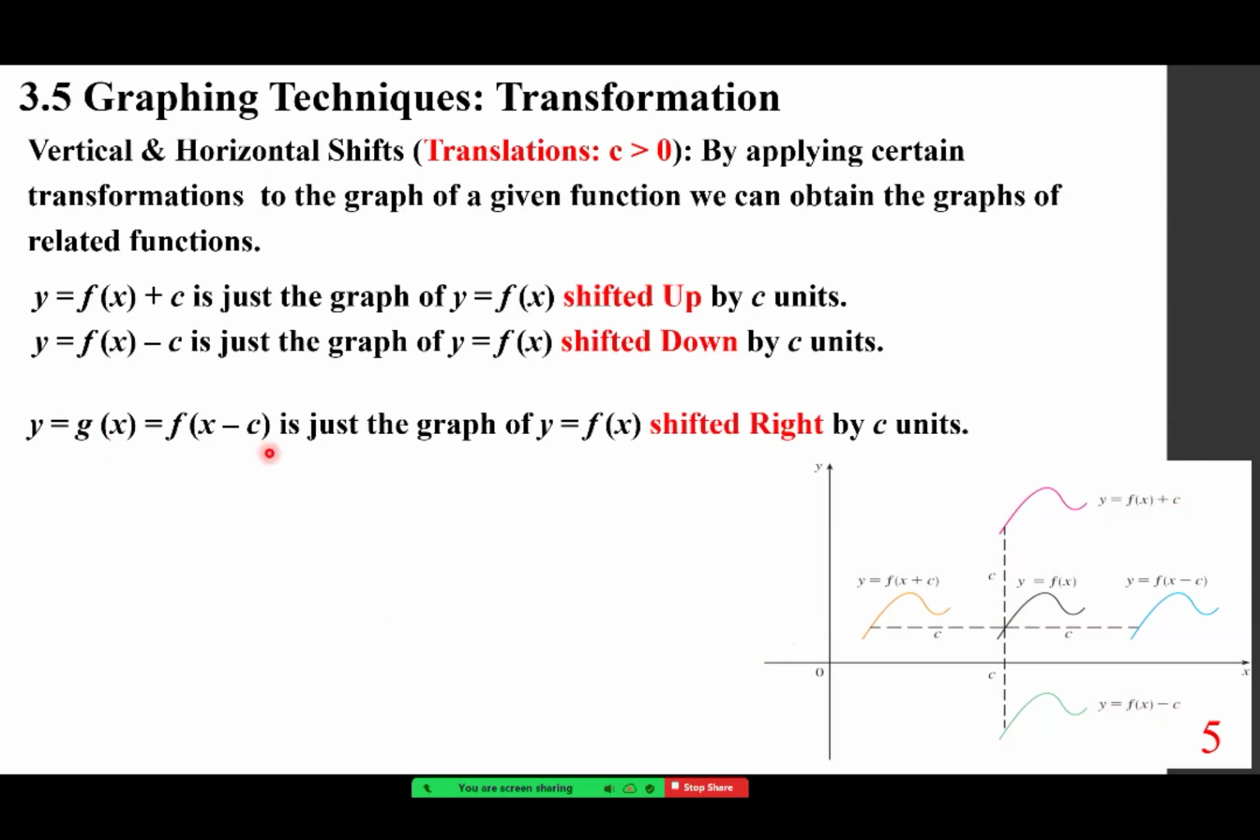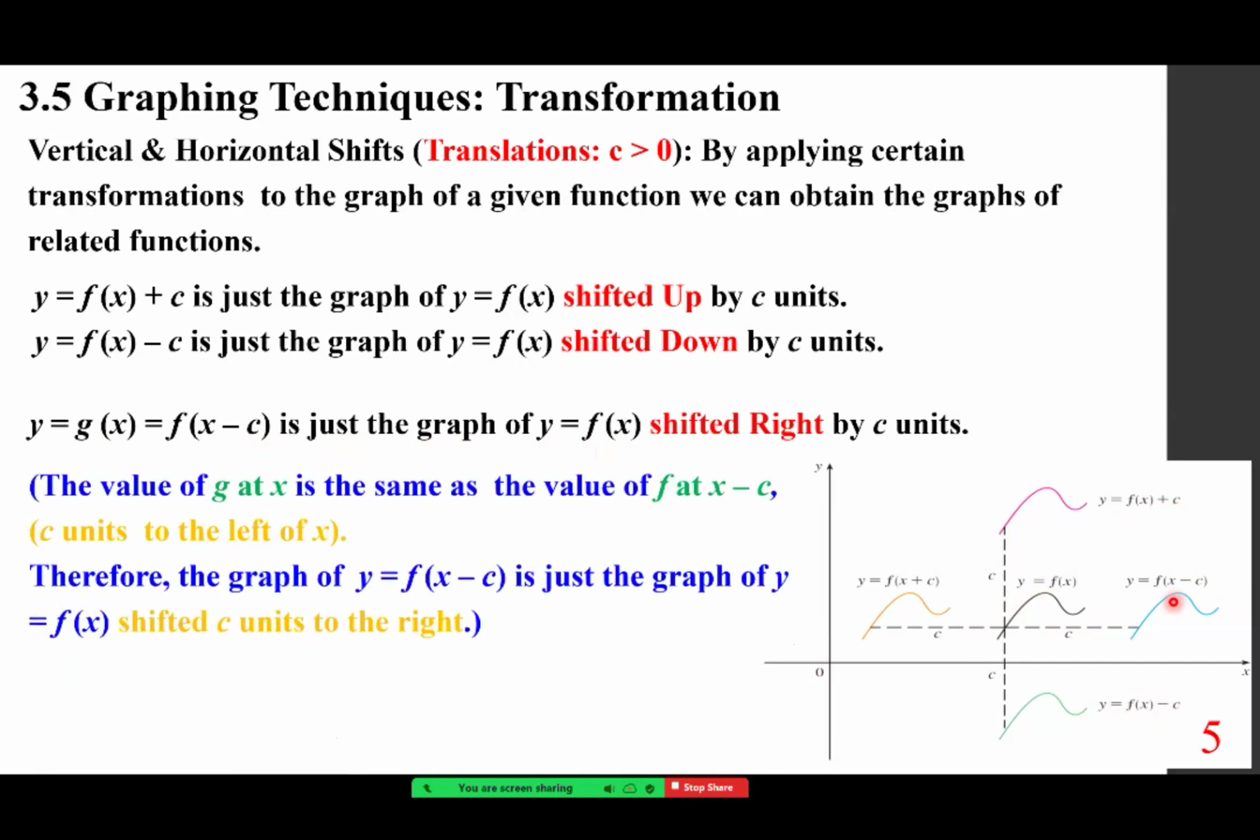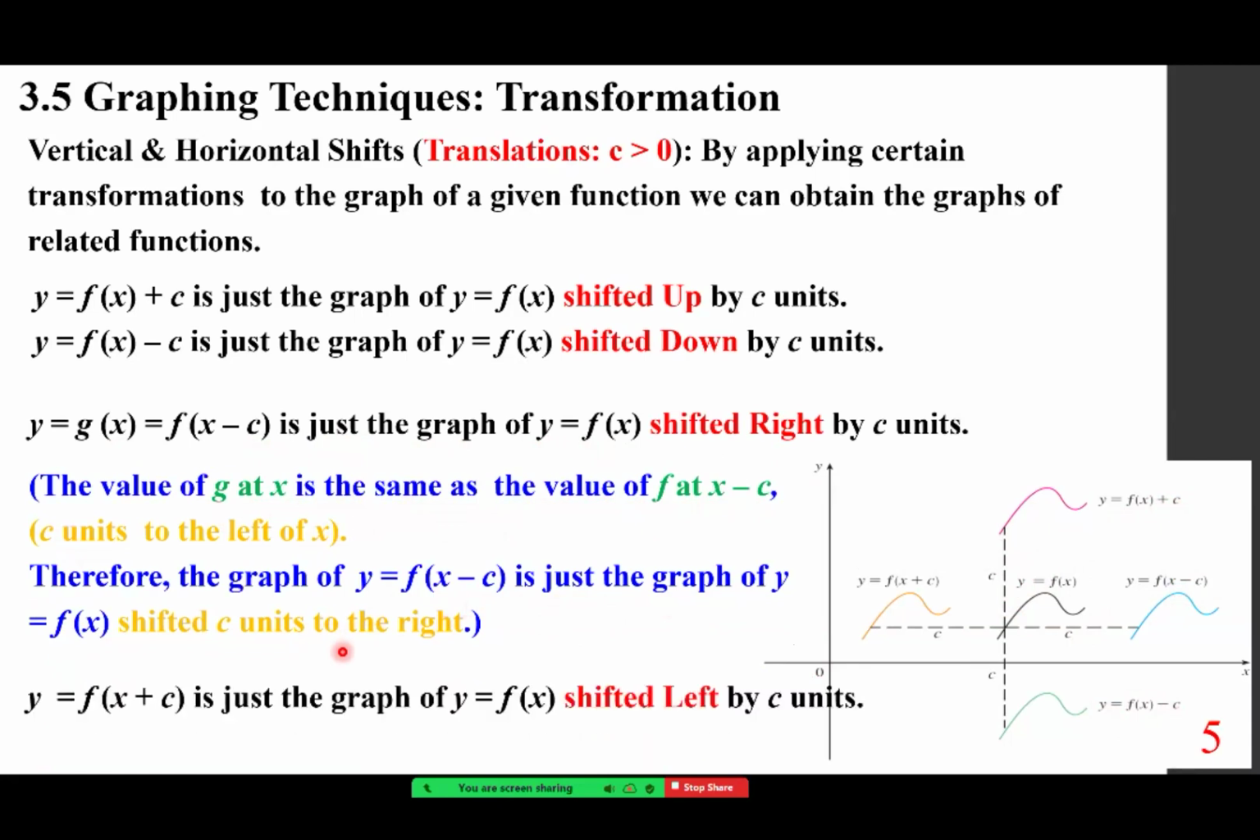Y equals g of x, f of x minus c, is just the graph of y equals f of x shifted right by c units. The value of g at x is the same as the value of f at x minus c, c units to the left of x. Therefore, the graph of y equals f of x minus c is just the graph of y equals f of x shifted c units to the right. Y equals f of x plus c is just the graph of y equals f of x shifted left by c units.